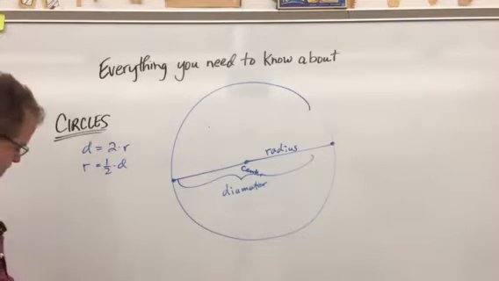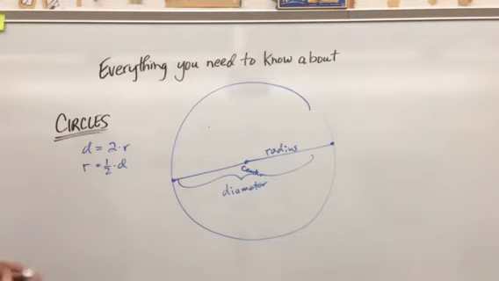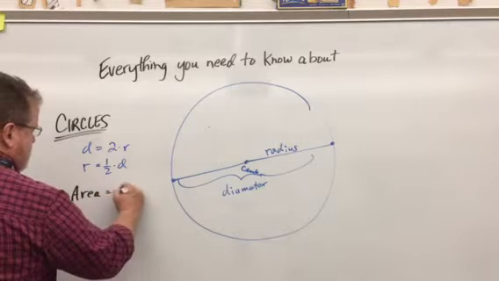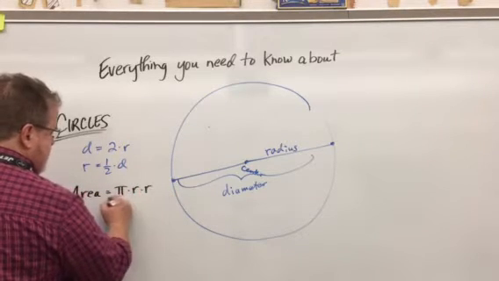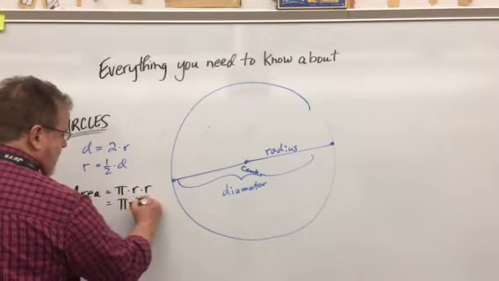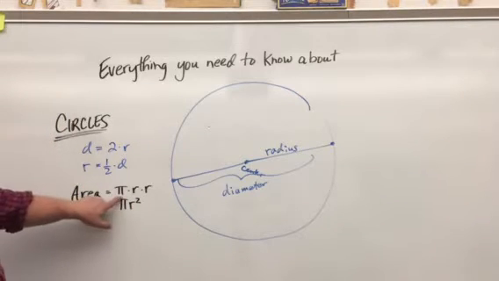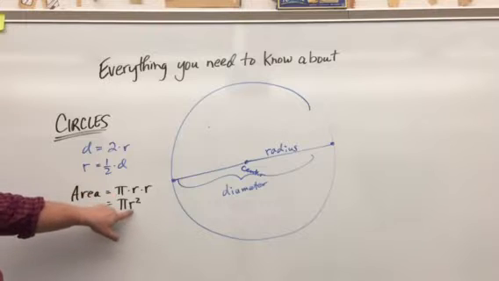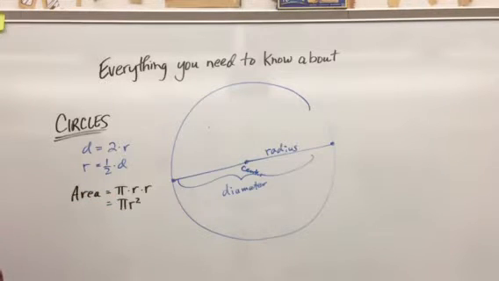Okay? You're going to need to know things like area and circumference. The formula for the area of a circle is pi times the radius squared, or I could write it this way, pi r squared. Sometimes I like to say pi times the radius squared, just so people know that you're not squaring the pi, you're just squaring the r if you write it as pi r squared.